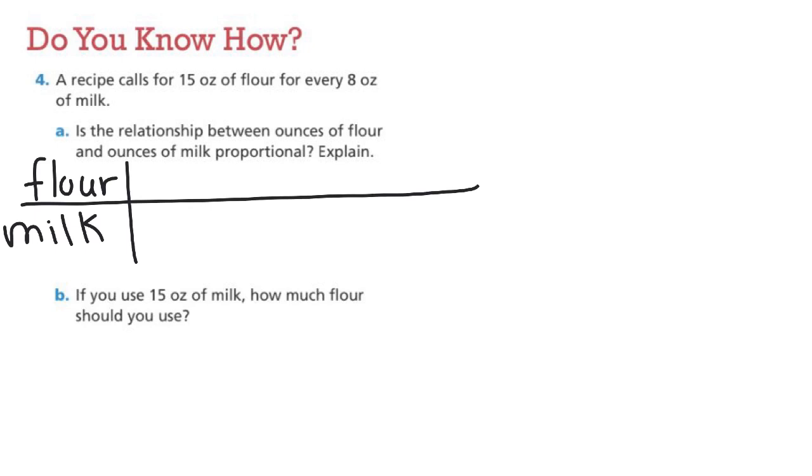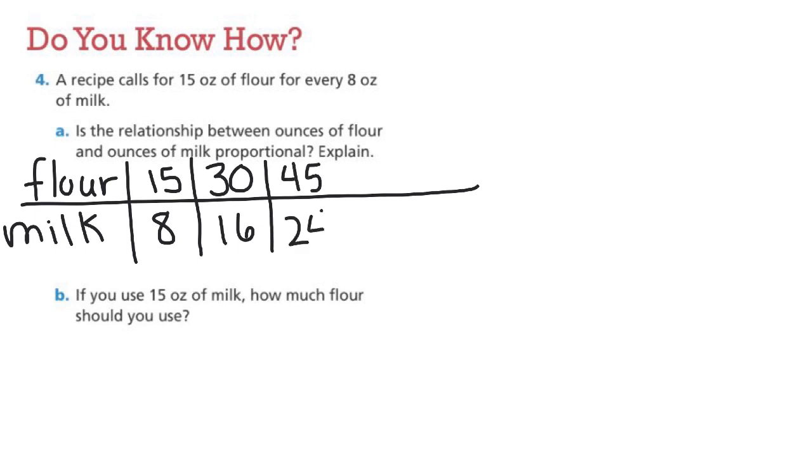All right, I'm going to go ahead and put in my data. 15 ounces of flour for every 8 ounces of milk. If I double the recipe, I add another 15 and another 8. For the next one, I add another 15 and another 8, and I could keep going if I wanted to. But it just is asking, is this proportional? Well, we know how to do that.